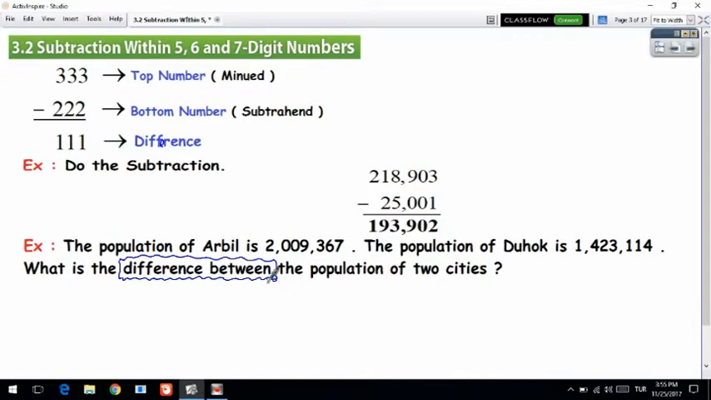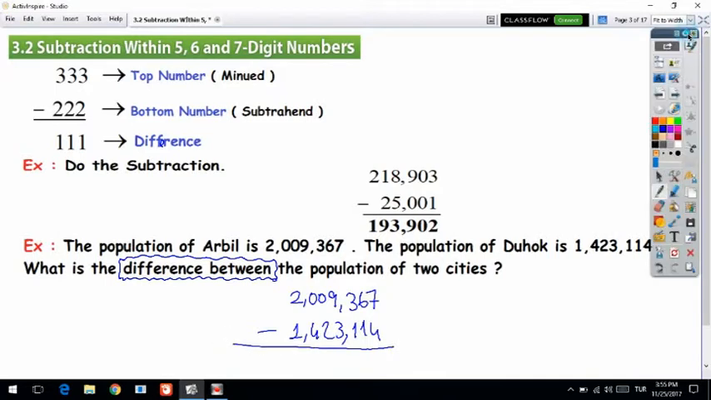First of all, when you want to subtract, you write the bigger number first. Which number is bigger? Of course 2 million, 2,009,367. Then let's write the other number, 1,423,114. Okay, then let's subtract them.